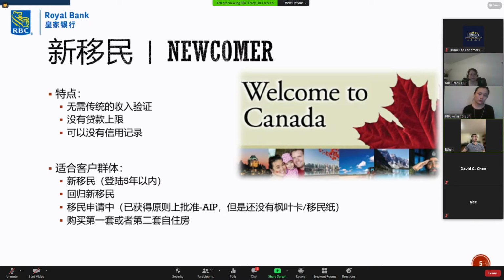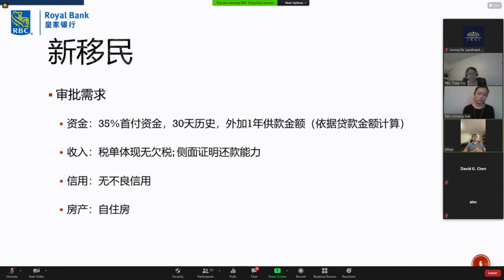Let's go to the next slide, which talks about the requirements. Pardon my slides, they are written in Chinese, but if you have any questions, feel free to let me know afterwards. For this program to work, we require a minimum of 35% down payment. Besides that, the client needs to demonstrate that they have sufficient funds after the down payment to service a mortgage. Effectively, the clients need to prepare about 40 to 42% of the purchase price, but the down payment is only 35%. We'll lend the remaining 65%.